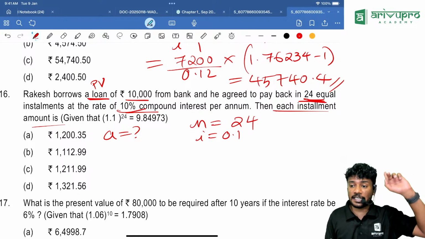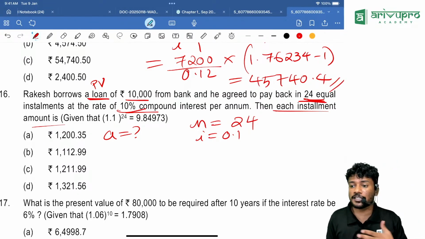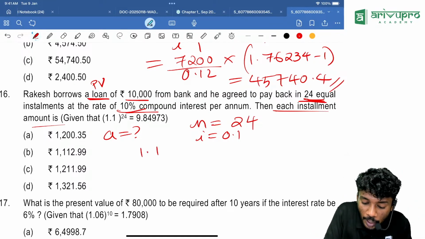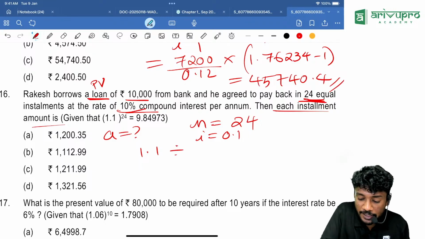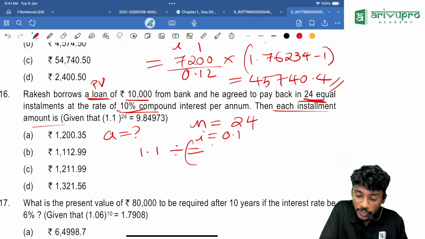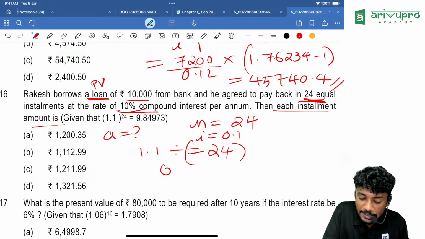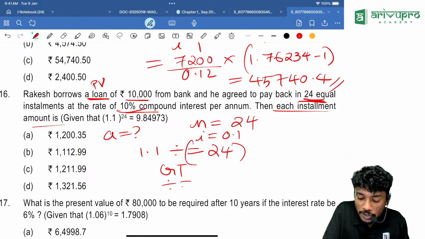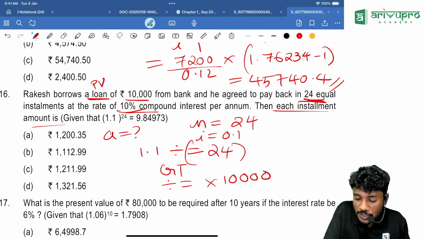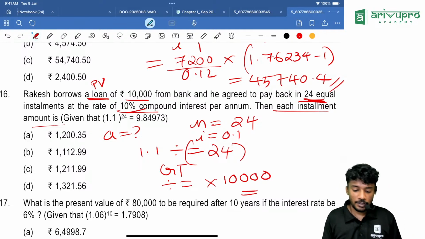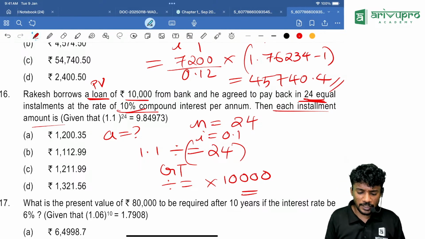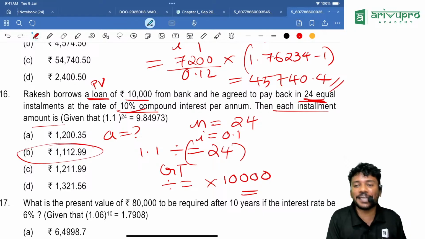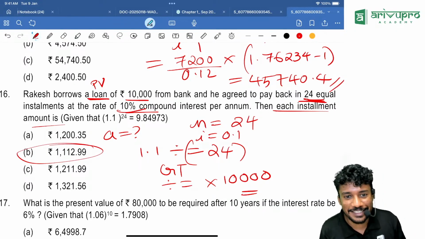So how are we finding present value using our calculator method? GT method we will follow. What is the GT method? Type 1.1 on your calculator. Divide, equal to. How many times equal to? 24 times equal to. Then click the GT button. Then divide, equal to, multiply it with 10,000. You will get the answer. How much did you get? 1112.99. Option B is our answer.